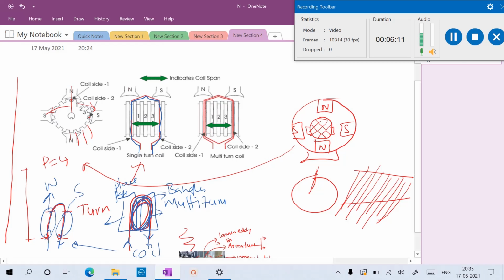Now, the pole pitch. How do we get the pole pitch? The pole pitch is 180 degrees electrical apart. The pole pitch is the number of conductors.